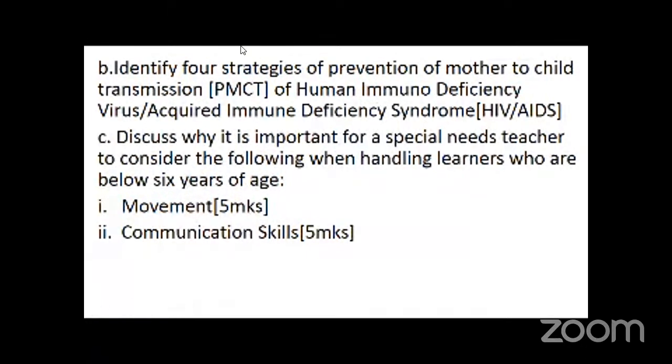Identify 4 strategies of prevention of mother-to-child transmission of the human immune deficiency virus or acquired immune deficiency syndrome, HIV/AIDS.